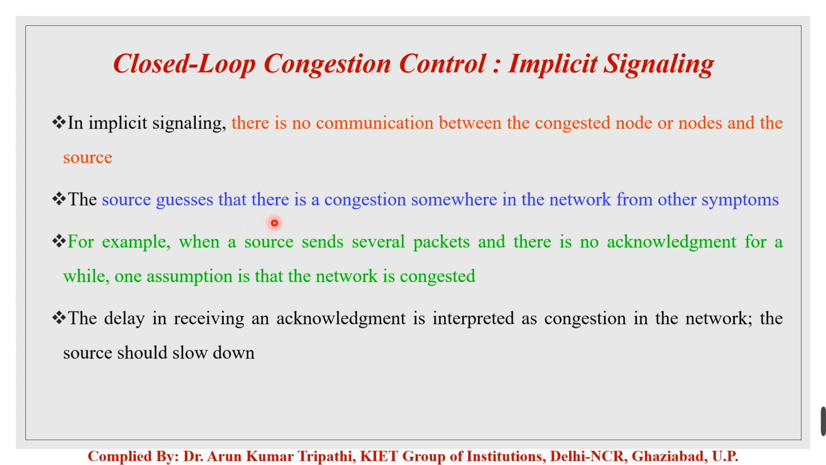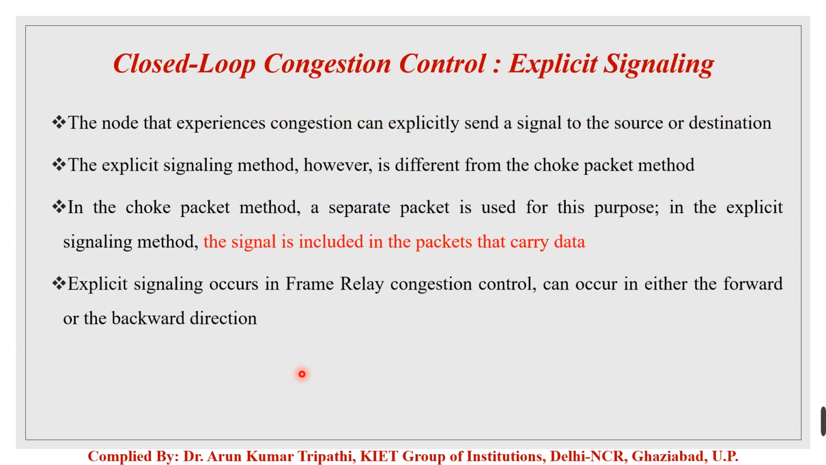The source guesses there is congestion somewhere in the network from other symptoms. For example, when a source sends several packets and there is no acknowledgement for a while, one assumption is that the network is congested. The delay in receiving an acknowledgement is interpreted as congestion in the network, and the source will slow down its speed. The last one is explicit signaling.